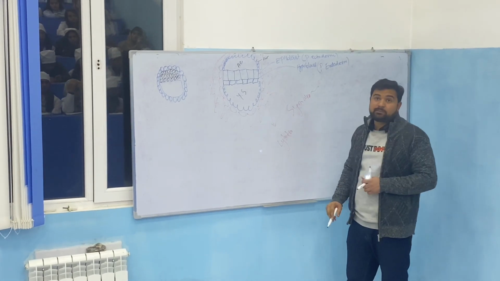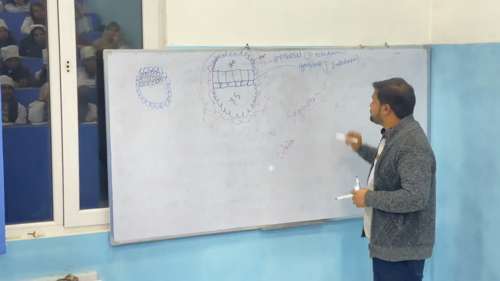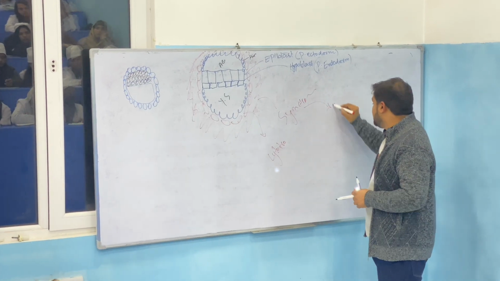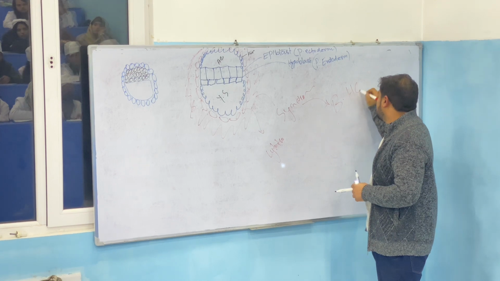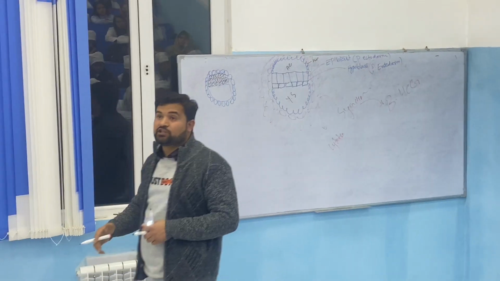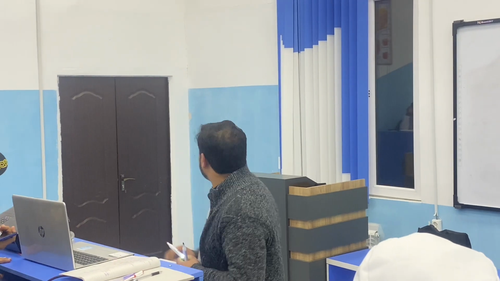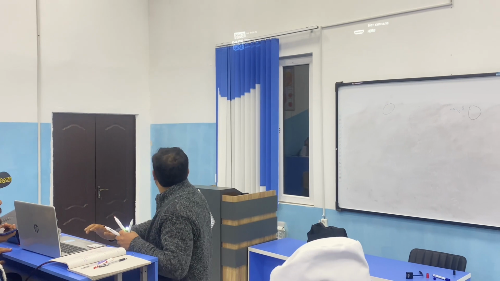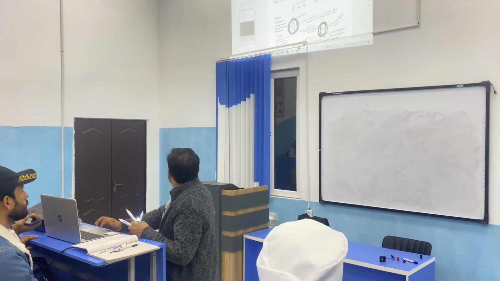What is the importance? This syncytiotrophoblast will release beta HCG. In the start, it will appear in the urine, and we check from this beta HCG whether the pregnancy has started or not. That is, beta HCG comes from the syncytiotrophoblast.